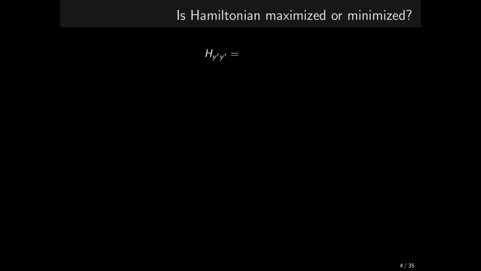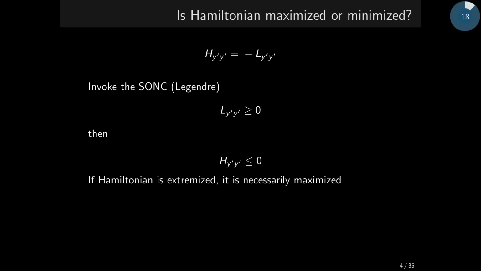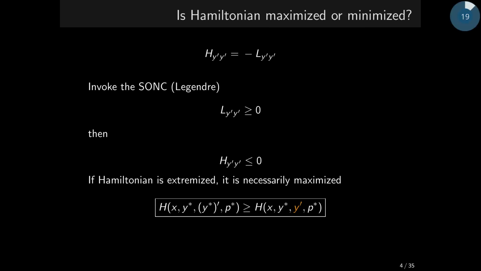If we differentiate H sub y prime with respect to y prime, we get minus second partial derivative of L with respect to y prime. Now recall that the second order necessary condition of optimality in the calculus of variations, so-called Legendre condition, is non-negativeness of the second derivative of L with respect to y prime. Combining these two results, we see that the second partial derivative of H with respect to y prime is non-positive. But the implication of this is that whenever Hamiltonian is extremized, it is necessarily maximized. In other words, a necessary condition of optimality of our original problem of calculus of variations is that Hamiltonian is maximized with respect to y prime.